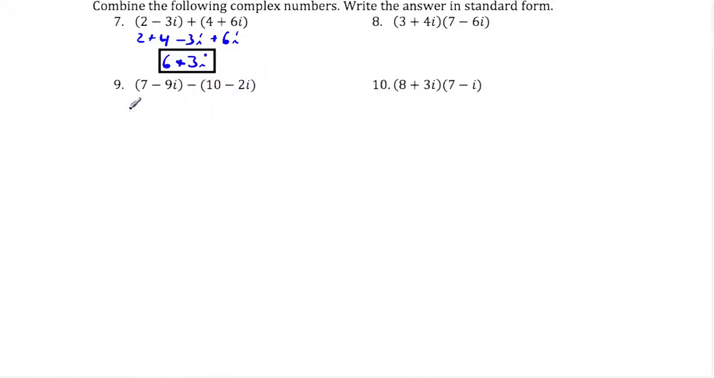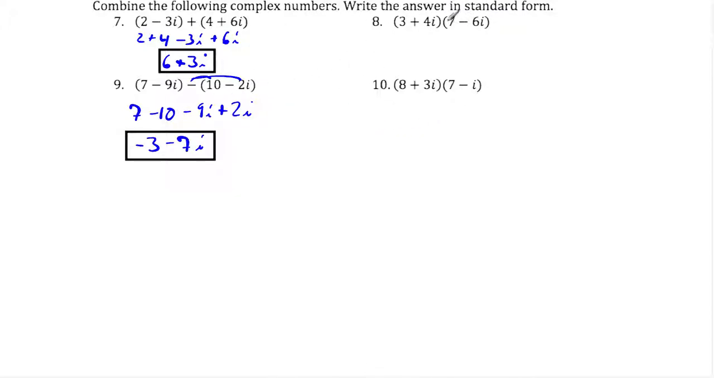Same with subtraction. So if I have 7 minus 10 minus 9i plus 2i, yes, it is a plus 2i because this negative sign distributes in. So we get a negative 3 minus 7i. The only thing we had to watch out for there is distributing the negative, but again, combining the like terms, not horrible.